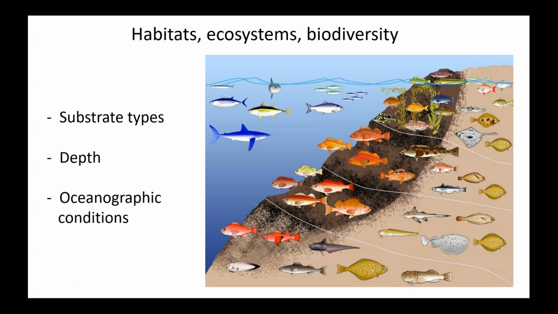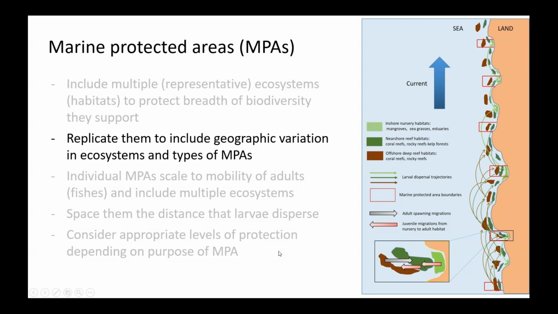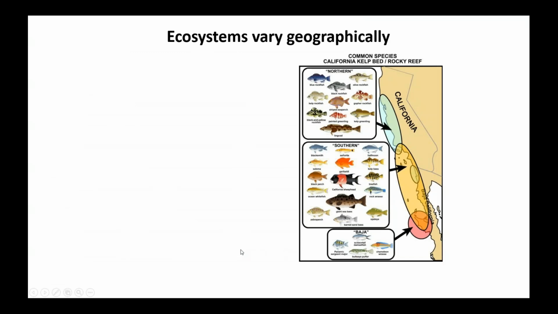In addition to the depth and substrate, the species associated with those will vary as a function of oceanographic conditions. So you take that into account as well when you're identifying these habitats and ecosystems to protect. The other thing is you replicate those ecosystems to include the geographic variation in ecosystems as well as different types of MPAs. So an example of that is illustrated here again with fish assemblages along the west coast. And you can see that these fish assemblages associated with kelp forest ecosystems differ markedly from Northern California to Southern California to further down Baja, Mexico, right?